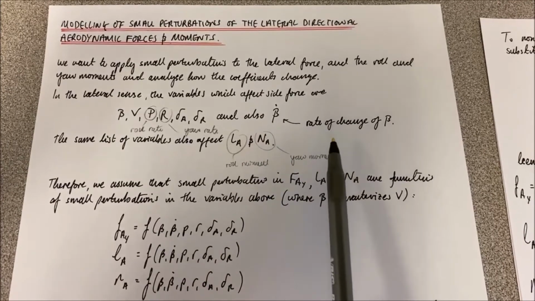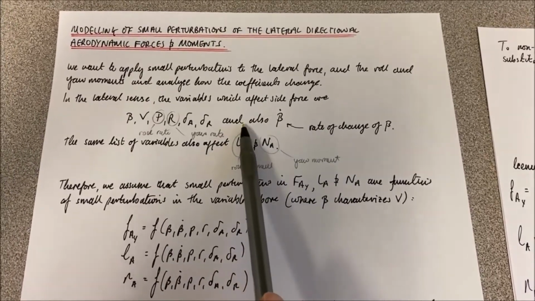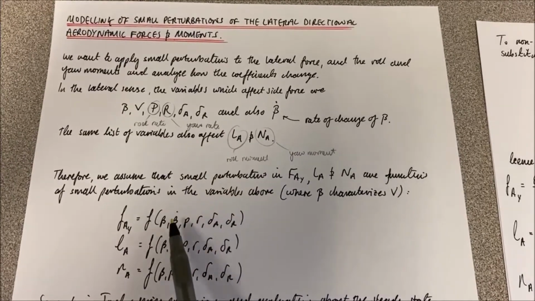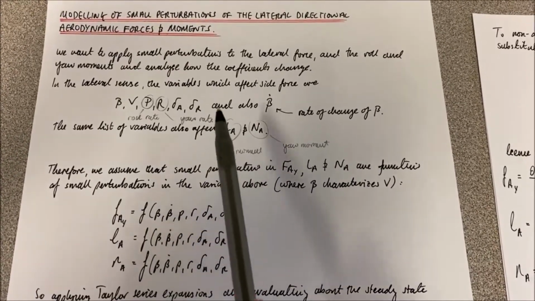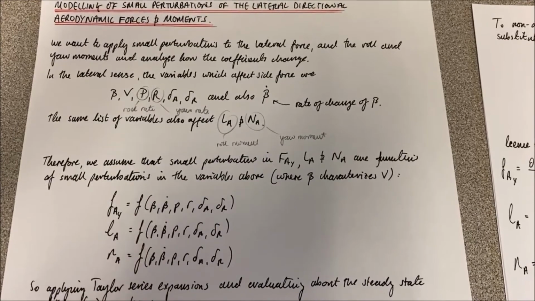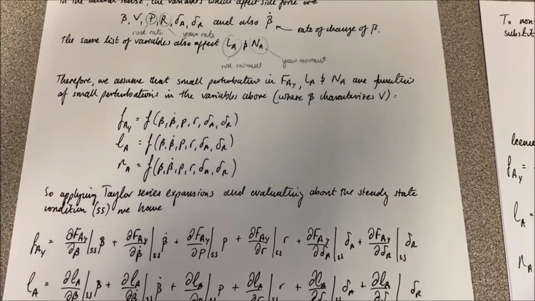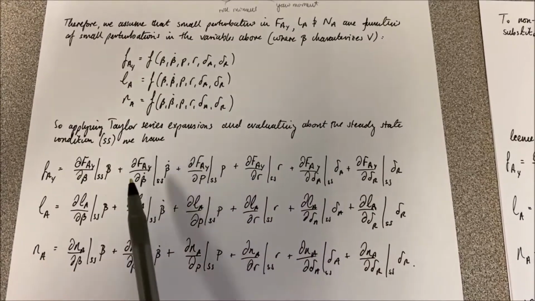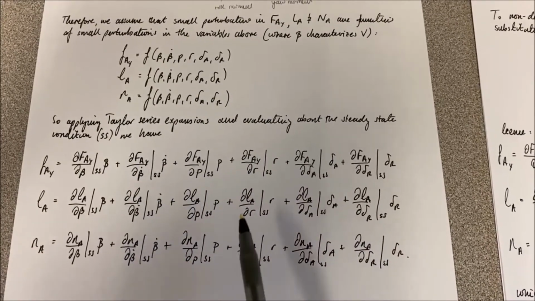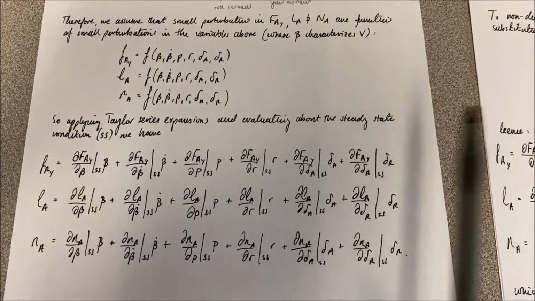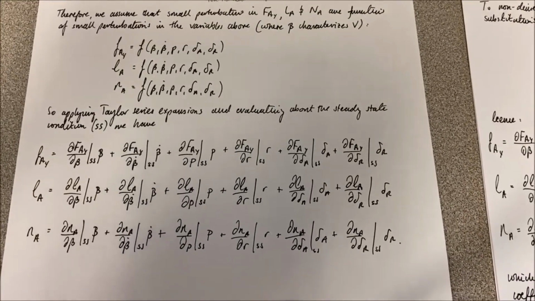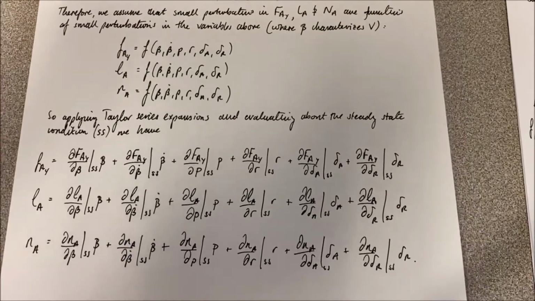So what happens is we assume that small perturbations in our forces and moments are essentially small functions of small perturbations of all of those variables, right? This is what we saw before. And then, as always, we can apply a Taylor series expansion to each of these three things here to get this system, where this has been evaluated at the steady state condition again. But again, we end up with a system of equations that is dimensional.